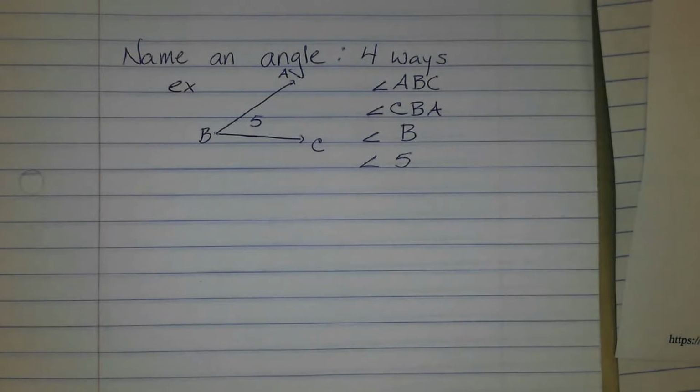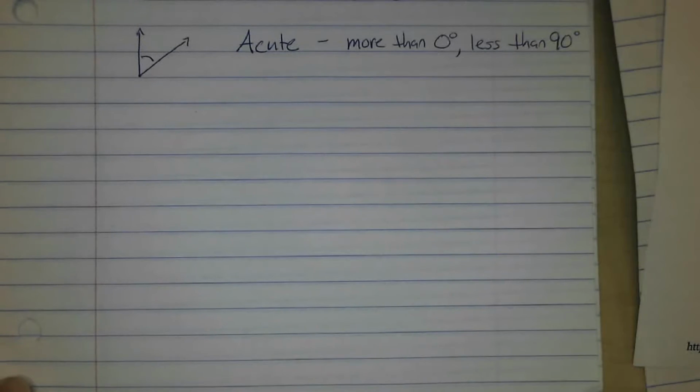Now let's learn how to classify angles as acute, right, obtuse, or straight. So I'm going to show you the 4 ways that you can classify an angle, and I'm going to give you a really stupid way to remember these. Pay attention, you'll enjoy it. The first classification we have is acute. The acute angle is more than 0, but less than 90. It's the smallest angle that we're going to look at.